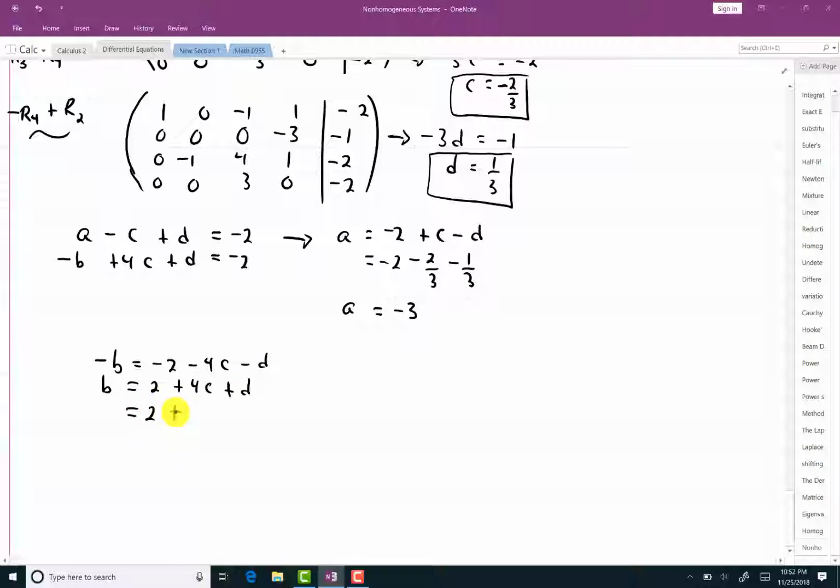2 plus 4 times negative 2/3 and plus 1/3. I'm going to rewrite the 2 as 6 over 3. This here will be minus 8 over 3 plus 1 over 3. So it looks like negative 1/3.